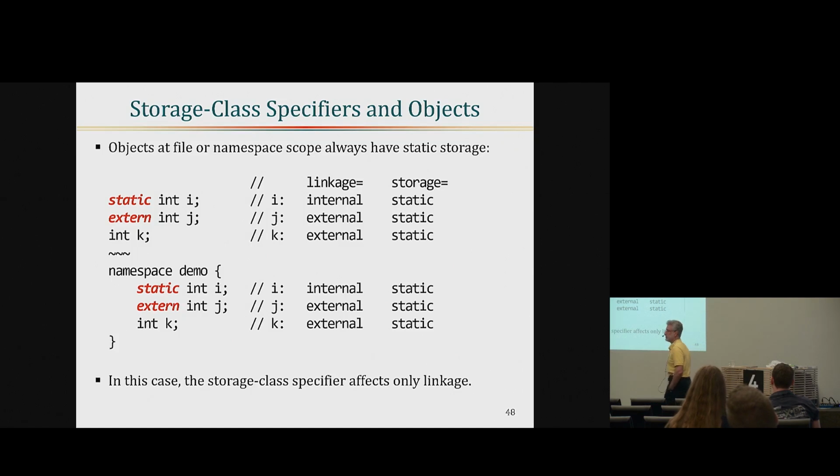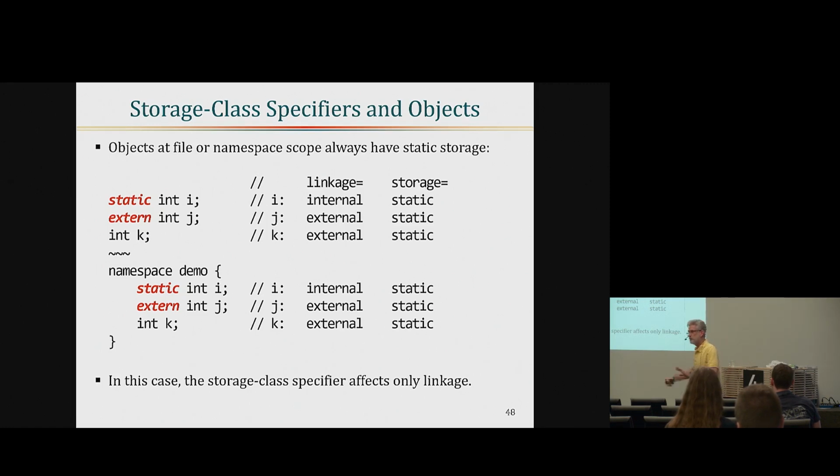Now, objects at file or namespace scope always have static storage duration. It doesn't matter what keyword you put in front of them. If it's global or if it's in a namespace, they always have static storage duration. What does the static or extern do? It changes the linkage.